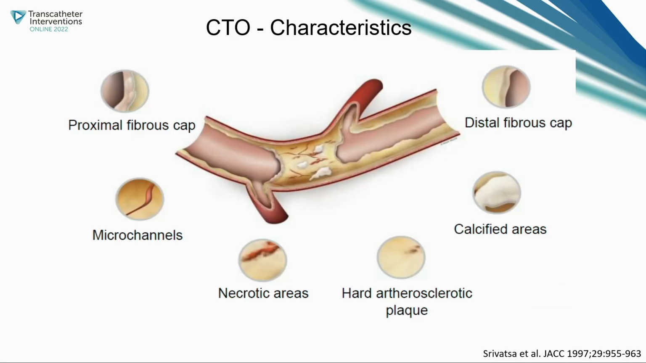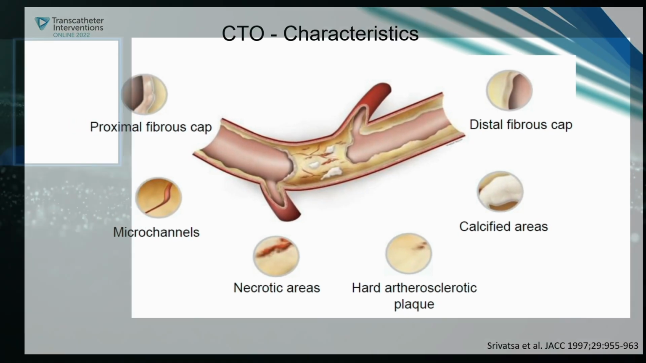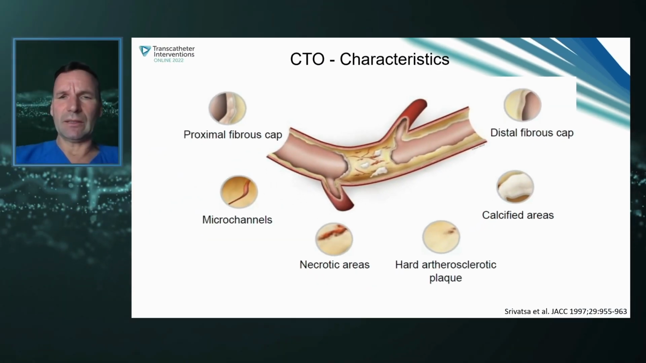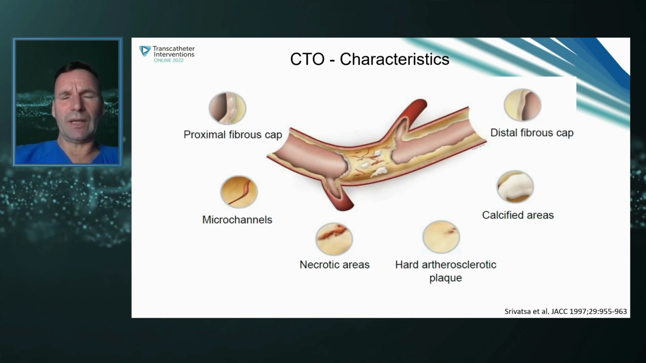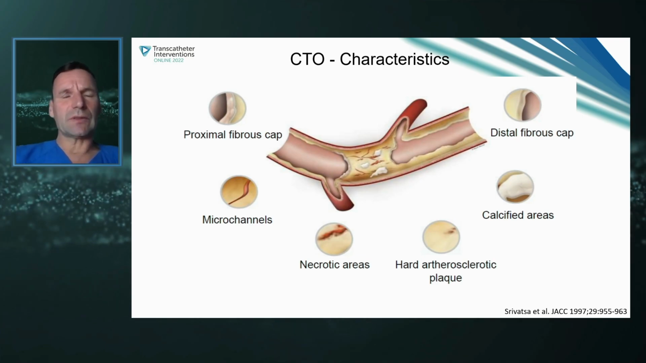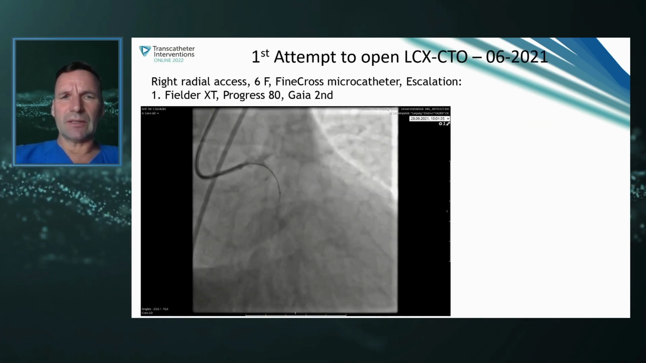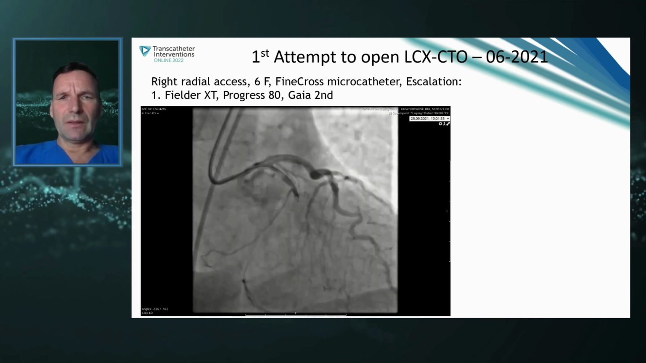So what we also have to consider, this is also regarding what kind of wire we are selecting, that we always have to look for the proximal fibrous cap, if there are microchannels, if there are calcified areas. This is what we have to keep in mind when we are also making our selection of the appropriate CTO wires. So this is what we did.